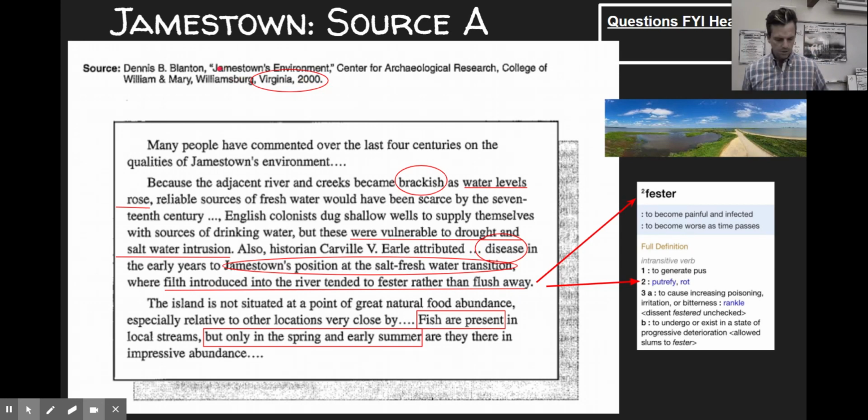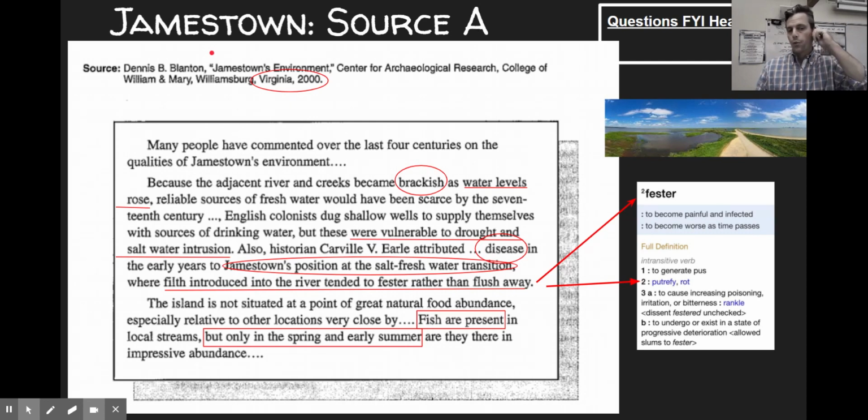So we've got source, Jamestown's environment. It's written by a guy named Dennis B. Blanton, Center for Archaeological Research, College of William and Mary, Williamsburg, Virginia. So let's see. This is a university document. It's the College of William and Mary. Nice school out in not Maryland. It's from William and Mary College in Virginia. And hey, we know Jamestown is in Virginia. I think they'd be pretty interested in this situation. It's also from the year 2000. I think this might be a pretty valuable tool.